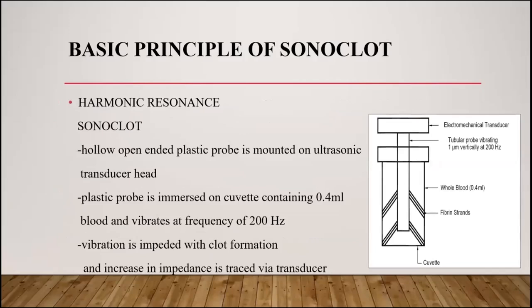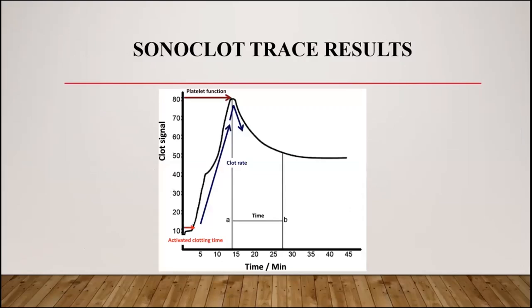Last but not the least, we have the basic principle of SonoClot. A word about SonoClot. So the basic principle is the harmonic resonant clot. Now in SonoClot, we have a hollow open-ended plastic tube which is mounted on an ultrasonic transducer. Now this transducer generates vibration at a frequency of 200 Hz. Now as the clot is formed, there will be an impedance to the vibration, and this impedance is then traced by a transducer. So this is a SonoClot trace.